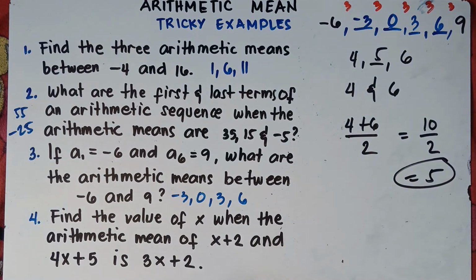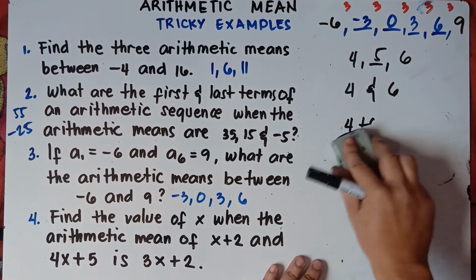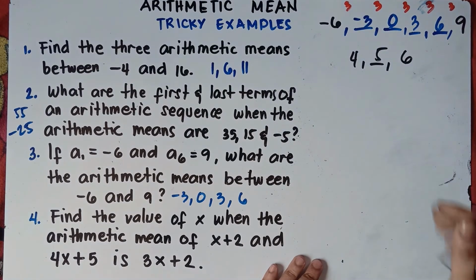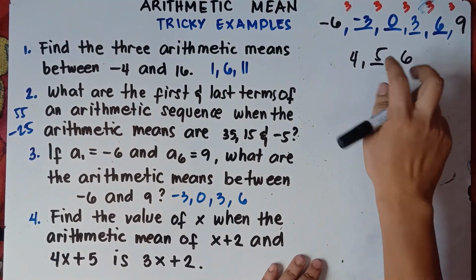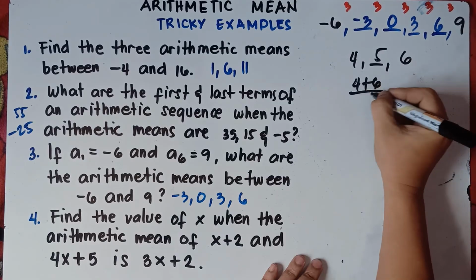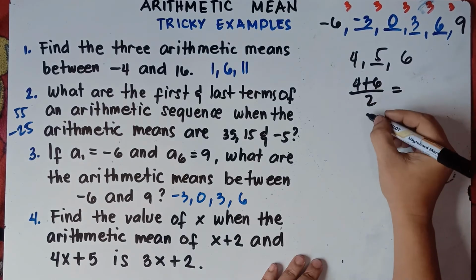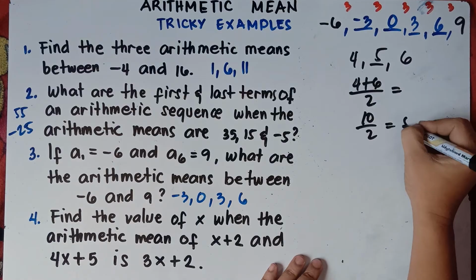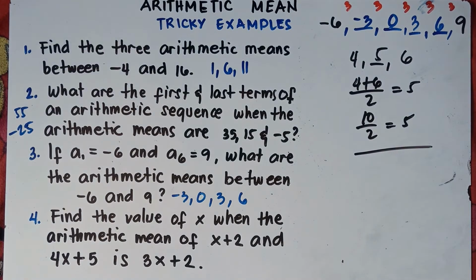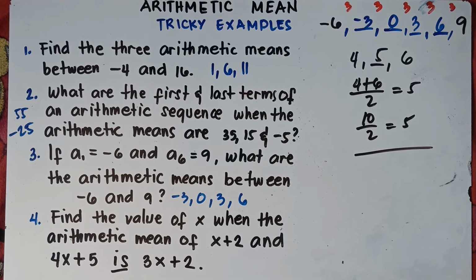Now this time, class, it's quite tricky since we have variables. So the thing that we will do is the same process as getting this middle part: 4 plus 6 divided by 2, so that would be 10 divided by 2, that equals 5, right? So we can do it this way. We can add these two terms because we know that their answer is 3x plus 2, because it says "is." If you have this word "is," it means equals.